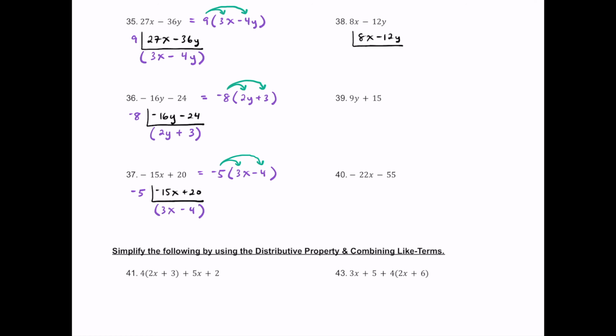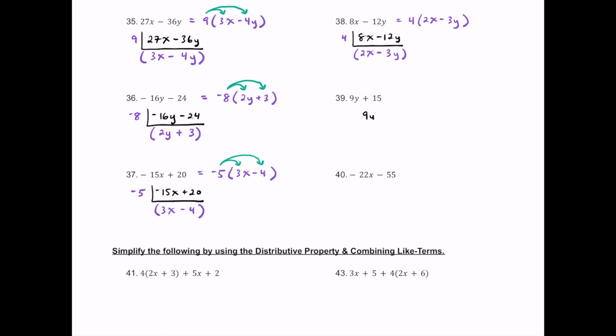For 38, let's see, we have 8x minus 12y. And what do they have in common? I think they both have a 4, right? 4 times 2x gets you 8x, and 4 times negative 3y gets you negative 12y. So this will be 4 times the quantity of 2x minus 3y.